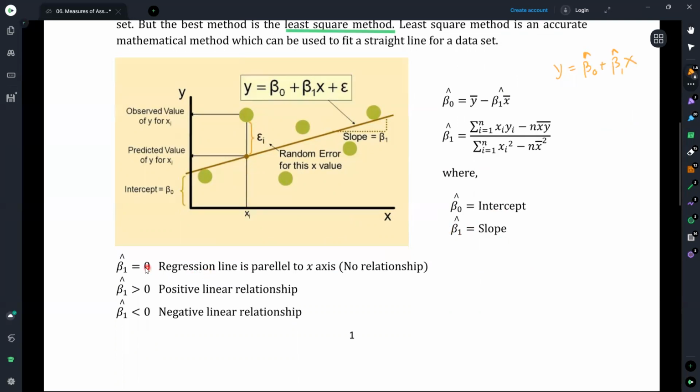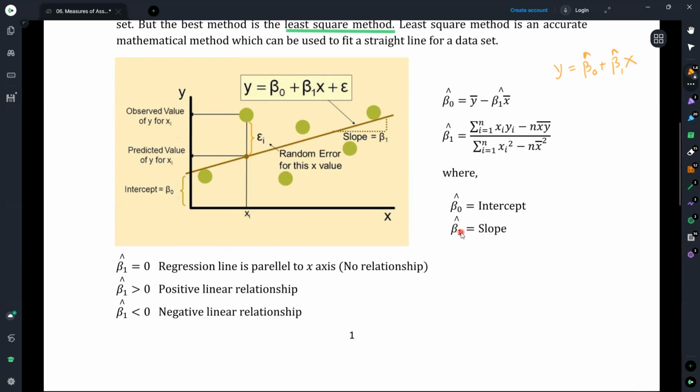If you get the value 0 for beta 1 hat, the estimated value for the slope, it implies that there is no slope. Since there is no slope, you will get a line which is parallel to the x-axis. Therefore, we can comment that there is no relationship between the x variable and the y variable. But if you get a positive value for beta 1 hat, then for the regression model that we have obtained, we can comment that there is a positive relationship among the variables.